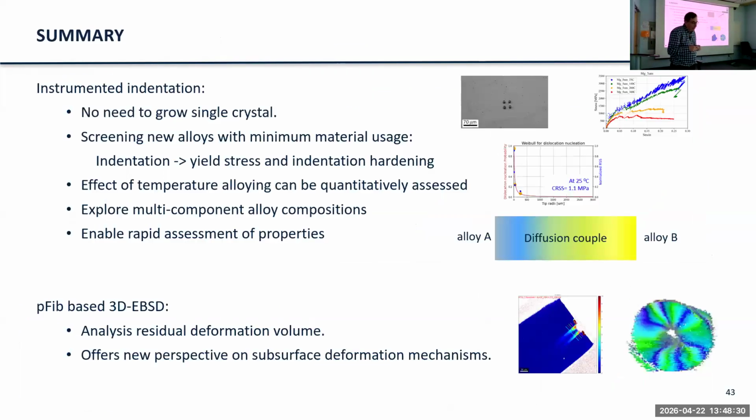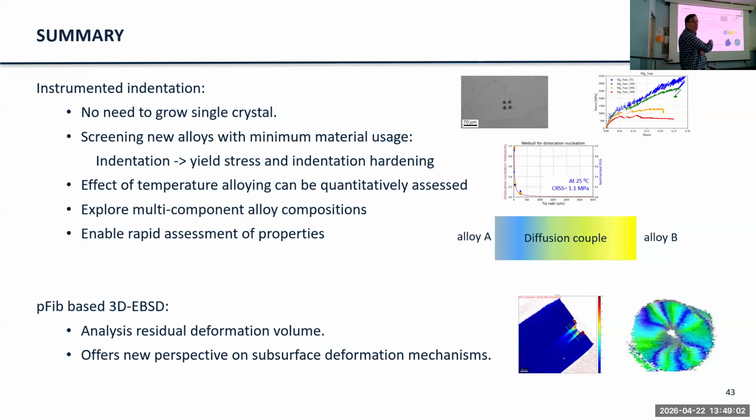Okay, so now I'll just summarize. Why is this interesting? No need to grow a single crystal. There are people in this building that grow all kinds of high temperature superconductor crystals, and that's hard to do. You can screen alloys with minimum material usage and get the yield stress and the indentation hardening. You can look at different temperatures. We could look at multi-component alloy compositions. This enables a rapid assessment.